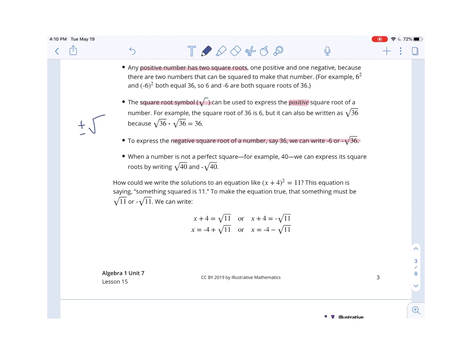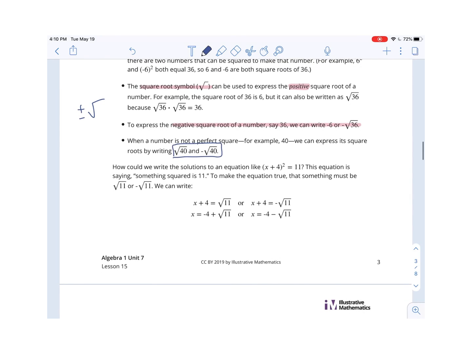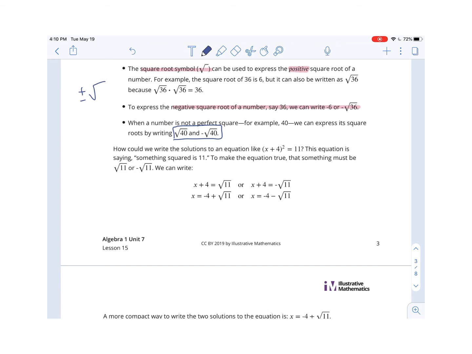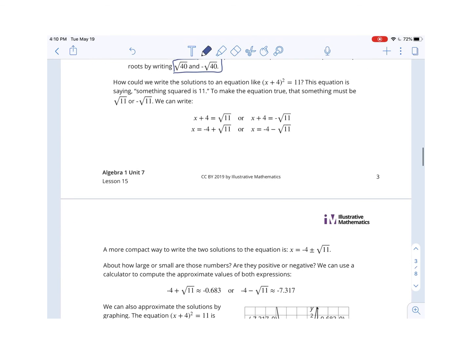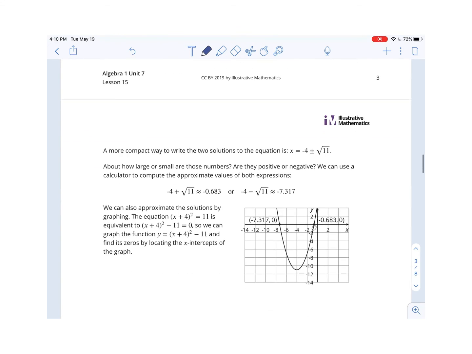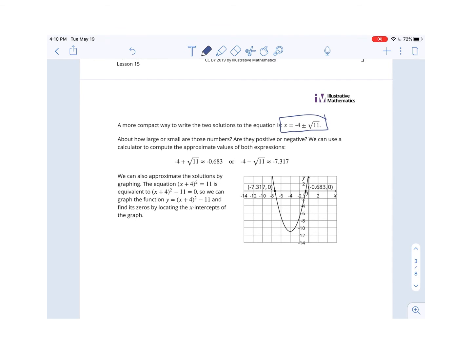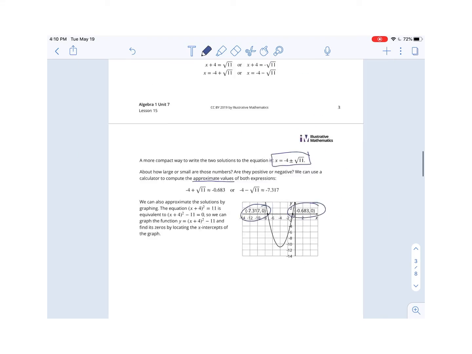If a number is not a perfect square, for example 40, we can express it by just writing the square root of 40, because that gives us exact, and those are irrational numbers. How we could write the solution, remember that we can still add or subtract something when we're using that plus minus sign, which is that more compact way that we're looking to go. So negative 4 plus or minus the square root of 11, and we can find approximate values of that by calculating it out or by graphing and finding those zeros there. Okay, that's it for lesson 15.